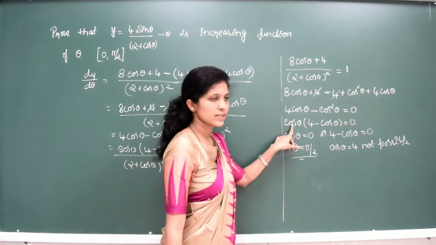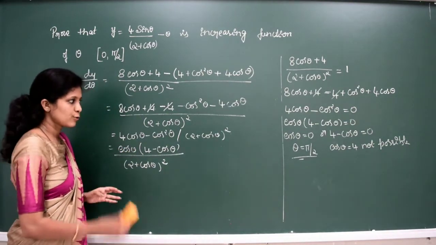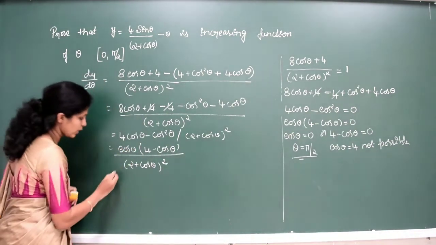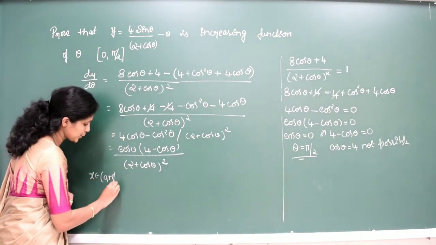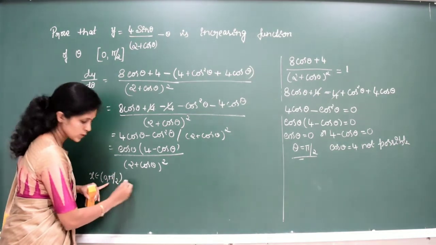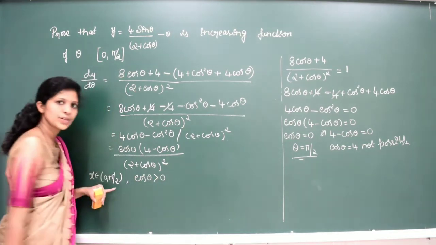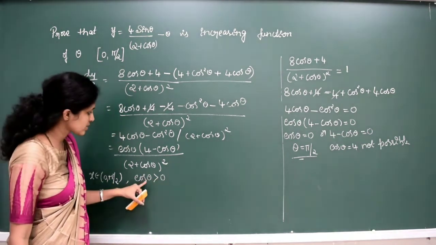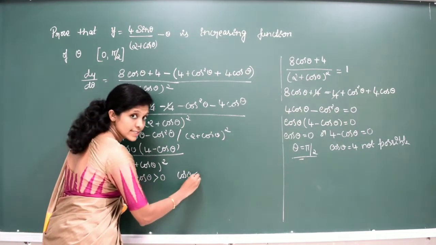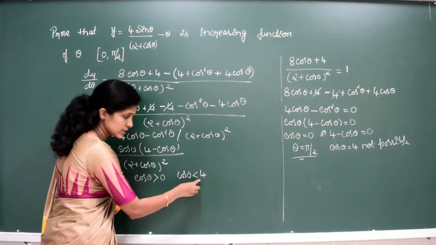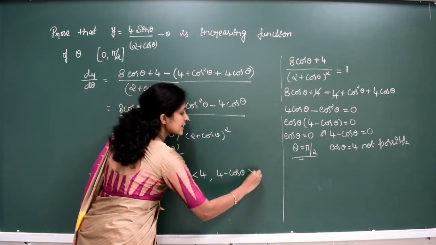So here it is cos theta into (4 minus cos theta). Same, directly you can write here, cos theta into 4 cos theta. Now here you have to observe, the value of x belongs to 0 to pi by 2. Cos theta will be greater than 0. In the first quadrant all are greater than 0, right? The cos theta will be greater than 0 and the value of cos theta is less than 4. So obviously 4 minus cos theta will be greater than 0.